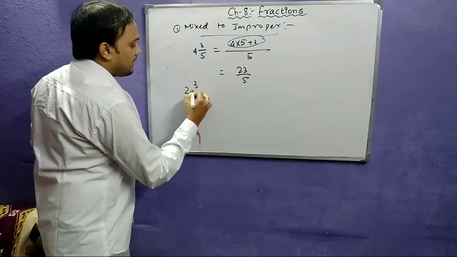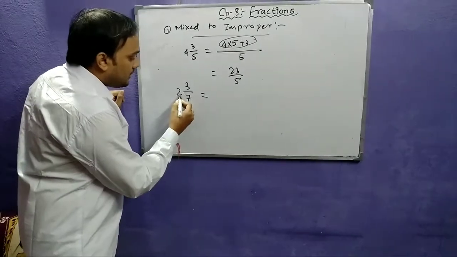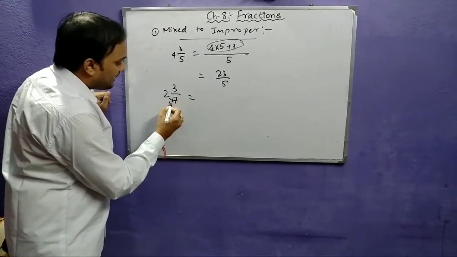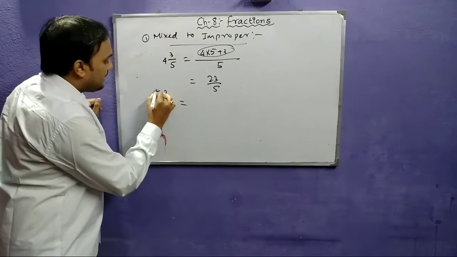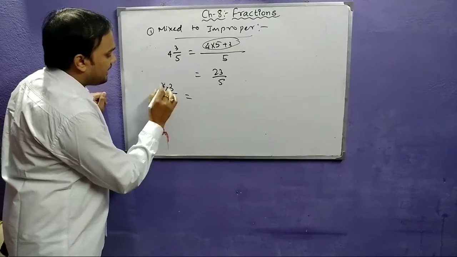2 whole 3 by 7. Again, a similar process will be followed here. This 2 is the whole number part, and 7 is the denominator. We will multiply these two numbers, and along with this we will add. That means we multiply this, and this will be added.